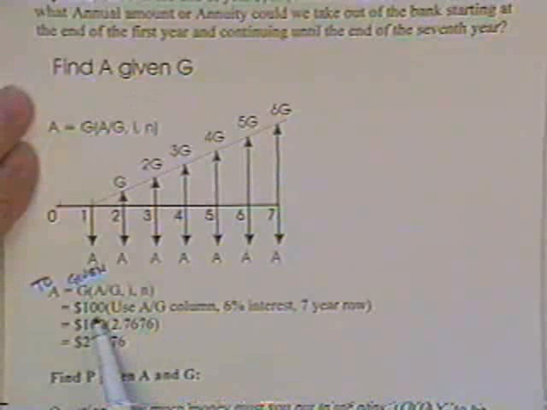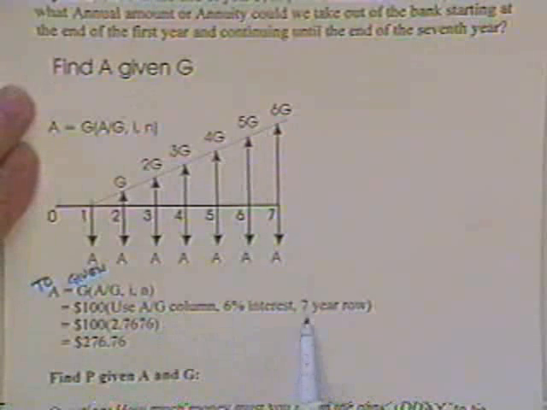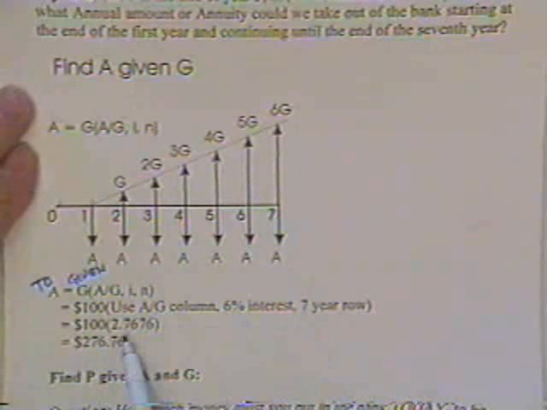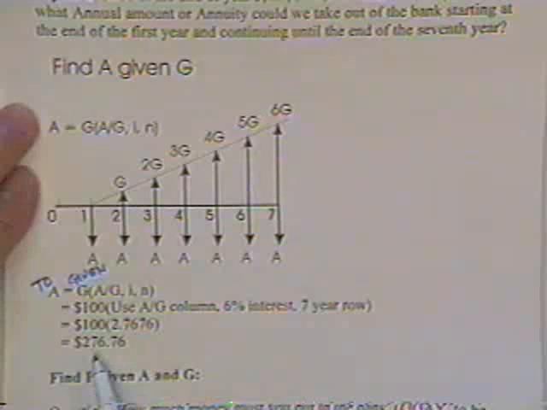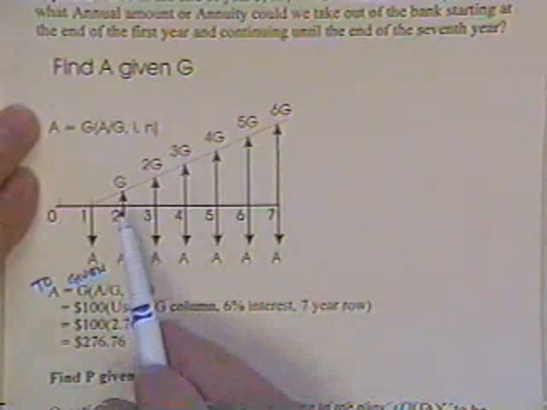The gradient that I told him I will be able to pay back is $100. So I use the A over G column, 6% interest, 7-year row. Go in the book, you find the number 2.7676, and that means that he will allow me to withdraw from his bank $276.76, and then I will start paying it back the second year.